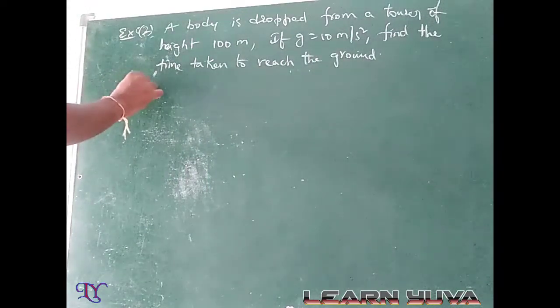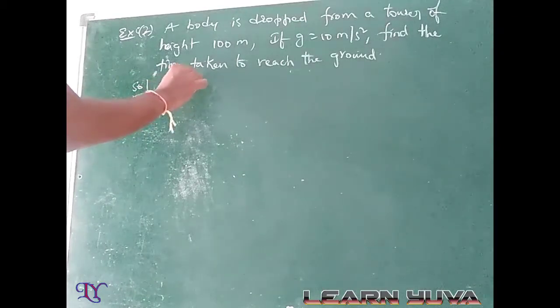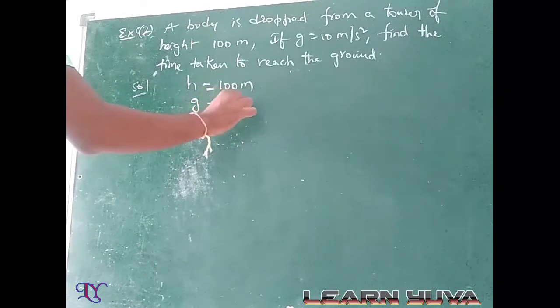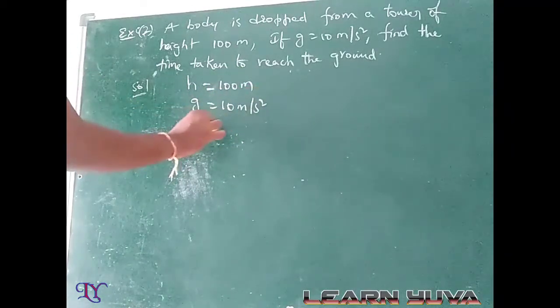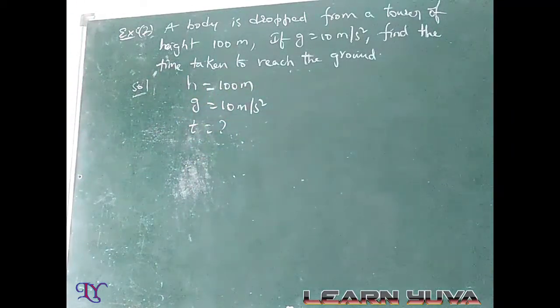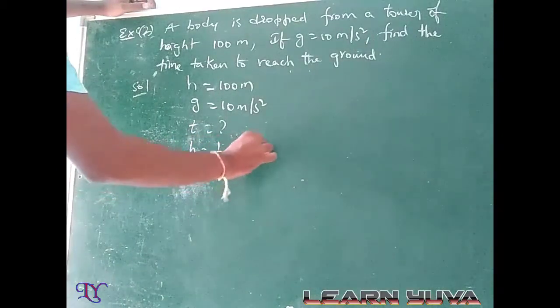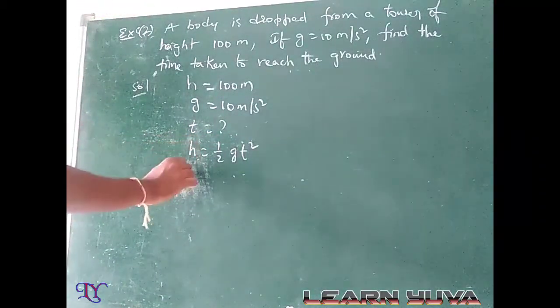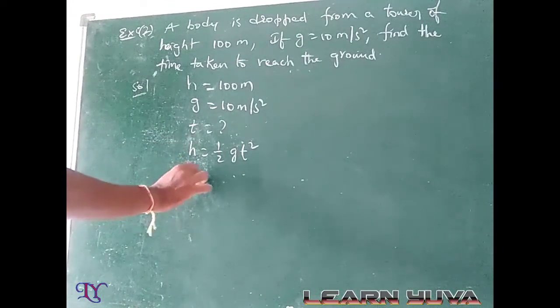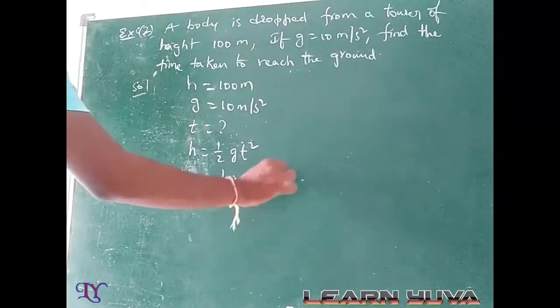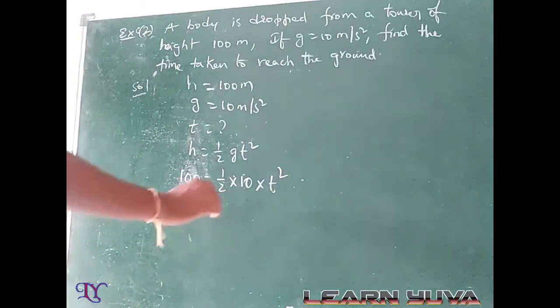Okay. So what is the given data? Height is equal to 100 meters. g is equal to 10 meter per second square. Here we have to calculate the time. So again, applying the same formula, time height relation, h is equal to half gt square. Height is equal to 100 meters. Substitute the value. 100 is equal to half into g value 10 into t square.